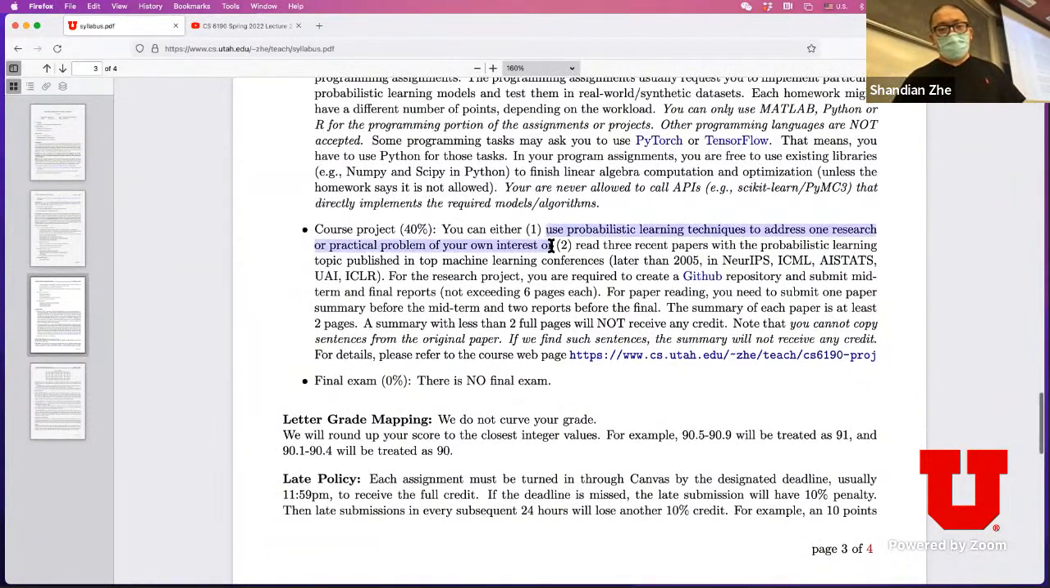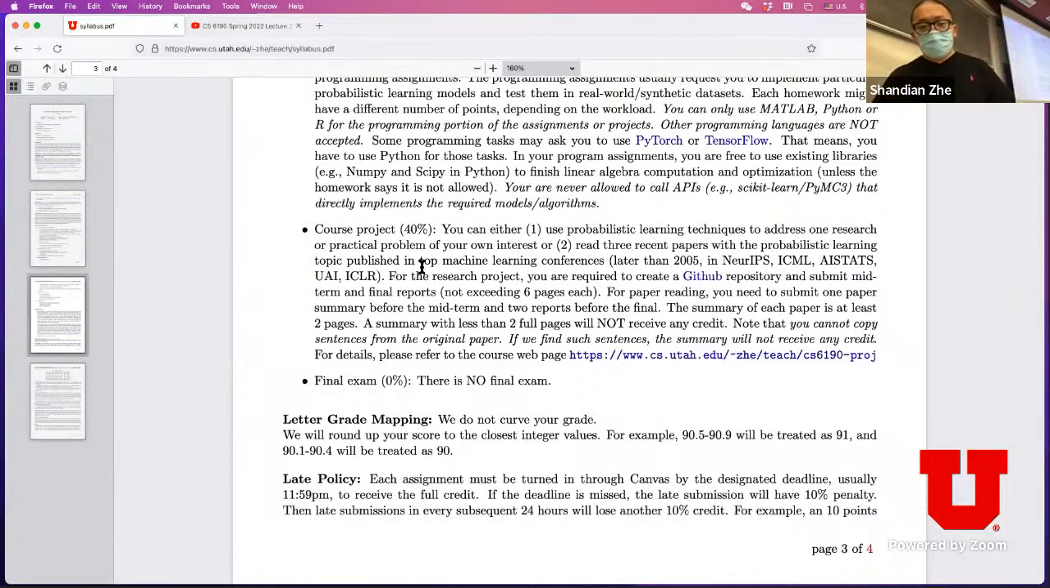And someone may feel like, I don't want to do any project. We have another choice: paper reading. You can choose 3 papers in this area from recent conferences. We restrict the papers: they must be published in top machine learning venues and no earlier than 2005. I don't want you to read too old papers. You can pick any 3 you are interested in, but they must be about some probabilistic learning method. If it's non-probabilistic learning, please don't choose those.